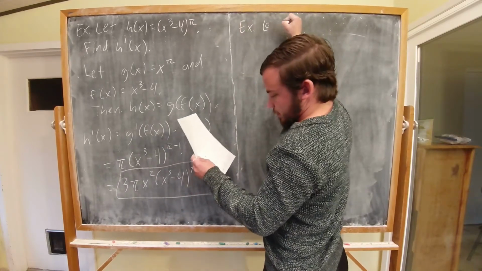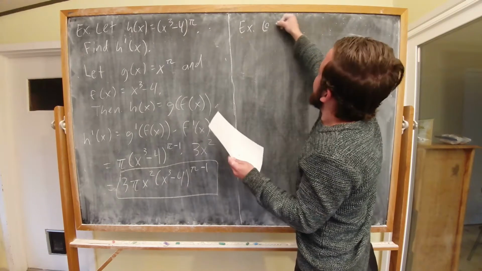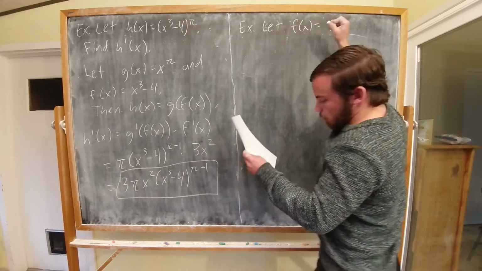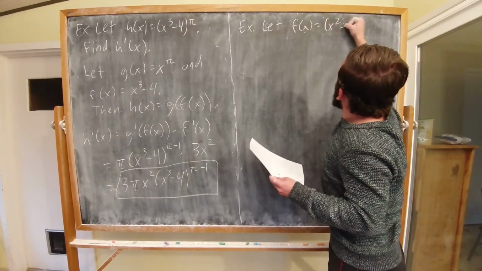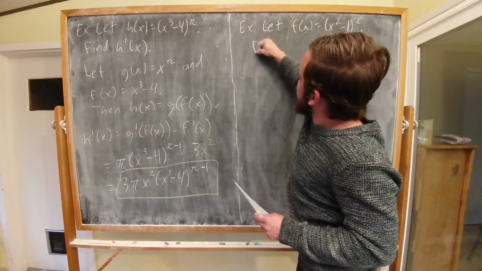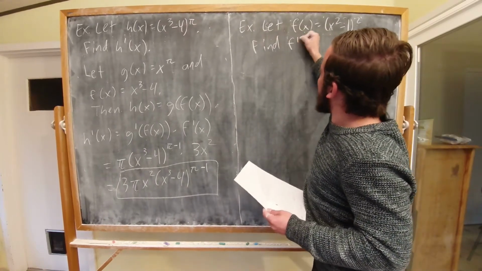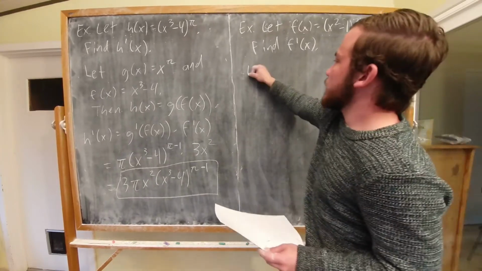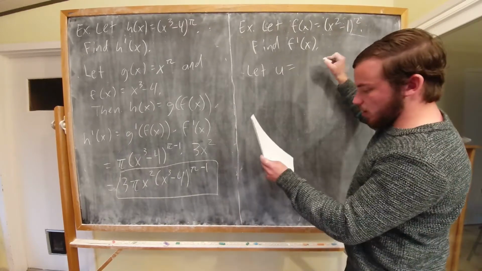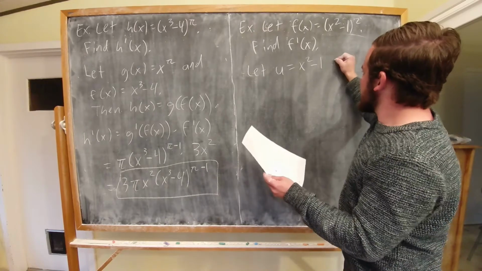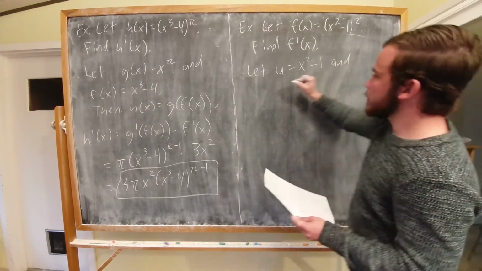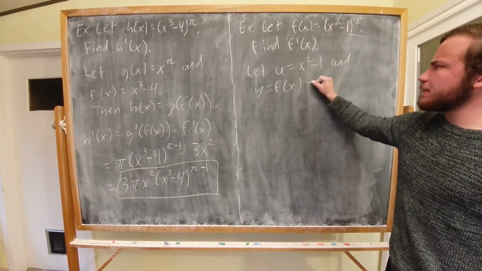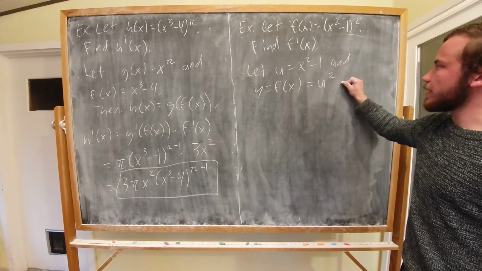Let's let f of x equal x squared minus 1 squared. Our goal is, as always, to find f prime of x. Let's do it the second way this time. Let's let u equal x squared minus 1. And y equal f of x. Okay, but what is f of x? F of x is just u squared.